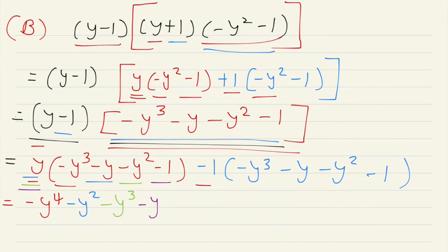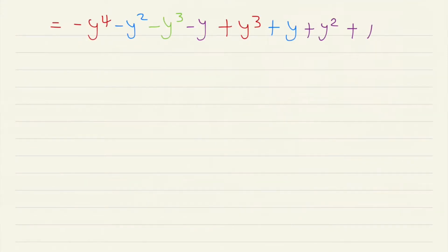Then we have minus 1 times minus y cubed, so that's positive y cubed. Then minus 1 times minus y, so that's positive y. Then minus 1 times minus y squared, so that's positive y squared. And then minus 1 times minus 1, so that's plus 1.